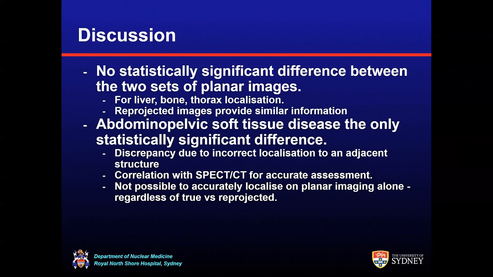As mentioned previously, there was no statistically significant difference between the 2 sets of planar images. And therefore, the reprojected images do provide similar information for disease localization for the areas mentioned previously. The abdominopelvic soft tissue disease was the only statistically significant difference, and the discrepancy is largely due to the incorrect localization of a hepatic lesion to an adjacent structure. I'll provide examples in a second.